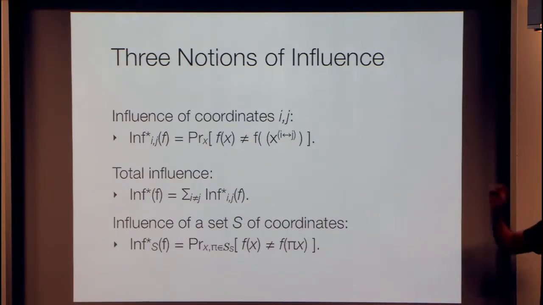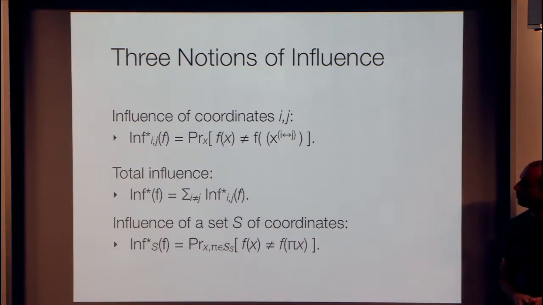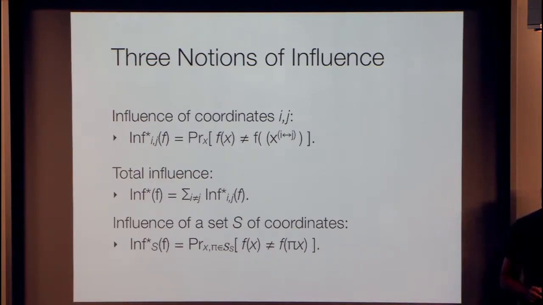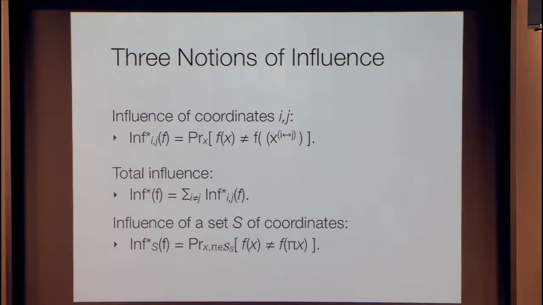And the right way to do this is, instead of looking at the influence of a single variable by flipping that variable, now we want to ask about the symmetric influence of a pair of variables, i and j, which is just the probability that you flip the value of the function by interchanging the values of xi and xj. You can define total influence in the same way as before by just summing up the individual influences. And we can do, again, the influence of a set of coordinates by saying now, instead of re-randomizing each bit in this set S, we're just going to permute them uniformly at random.